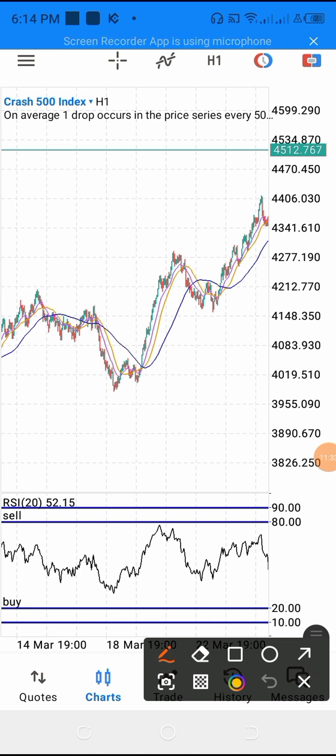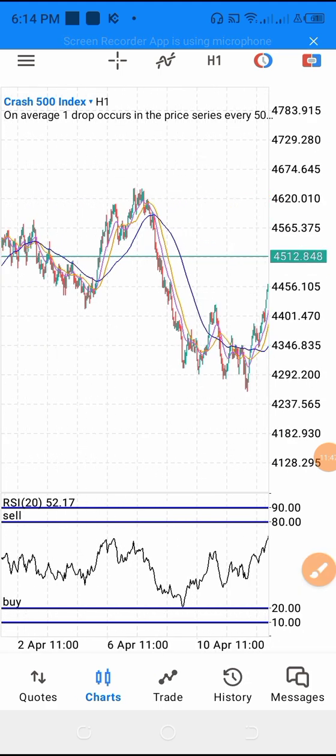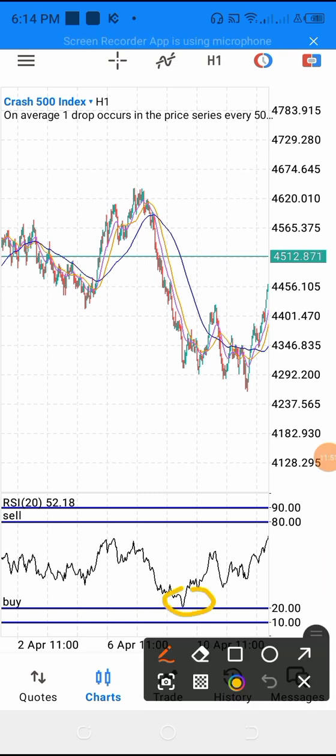Whenever this RSI, this relative strength index, gets to this 80 level, you look for selling opportunities on your chart. Whenever it gets to the 20 level, you look for what? Buy entries. Look for buy entries on your chart.